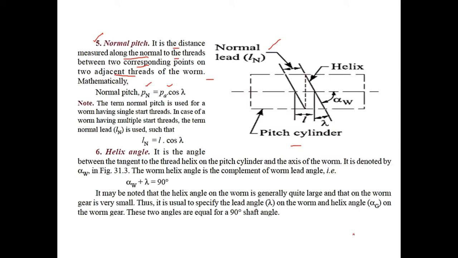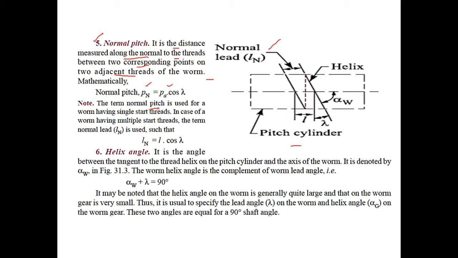He has not shown the figure, but if we cut the cross section and take a plane which is normal to the thread, then we can say it is the distance between the corresponding points on two adjacent teeth. In terms of normal pitch, the term normal pitch is used for a worm having a single start thread.